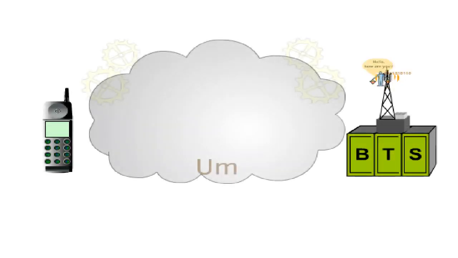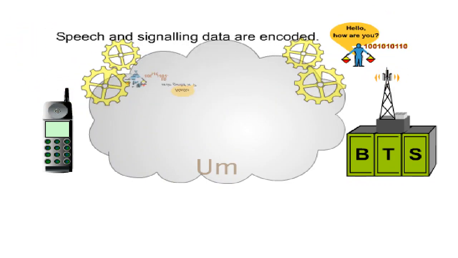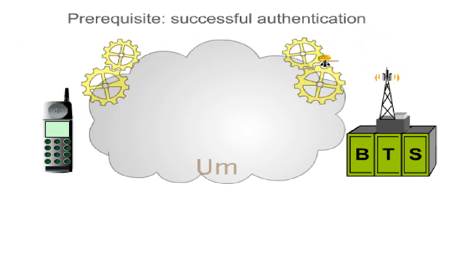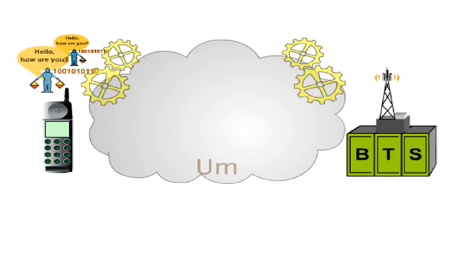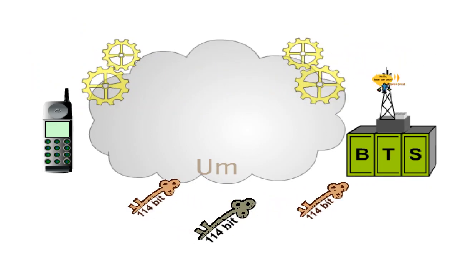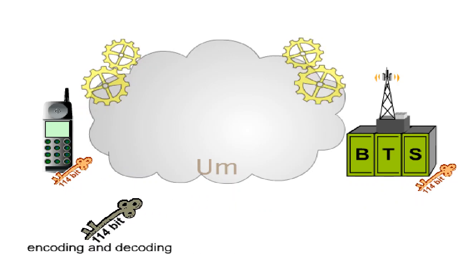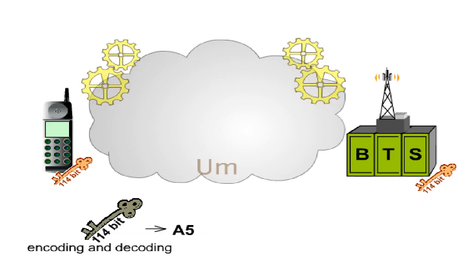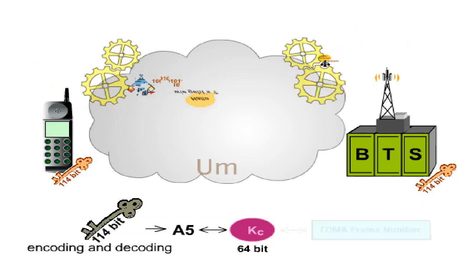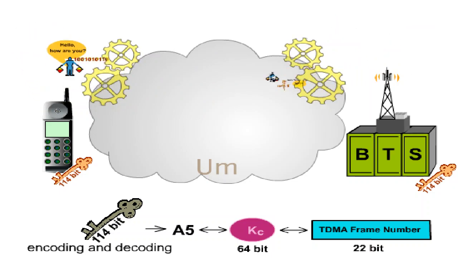Speech and signaling data are not transmitted in their original state on the air interface, but are encoded. Only after successful authentication can the BTS and the mobile station start the encoding process. The 114-bit key used for encoding and decoding at both ends of the air transmission is produced at the BTS and at the mobile station using the encoding algorithm A5. For this purpose, A5 uses the 64-bit key KC that was generated during the authentication process, and a 22-bit TDMA frame number in order to encode and decode speech and signaling data.